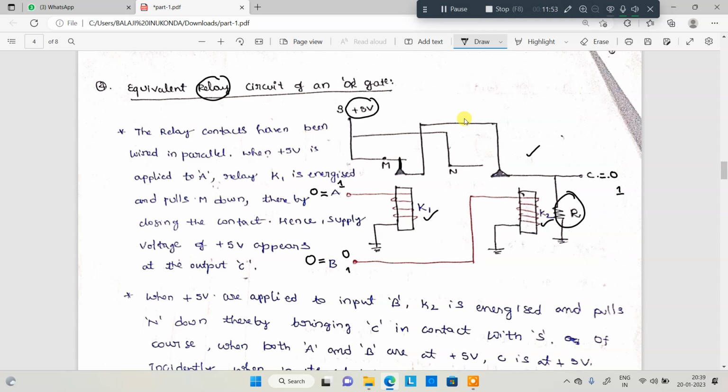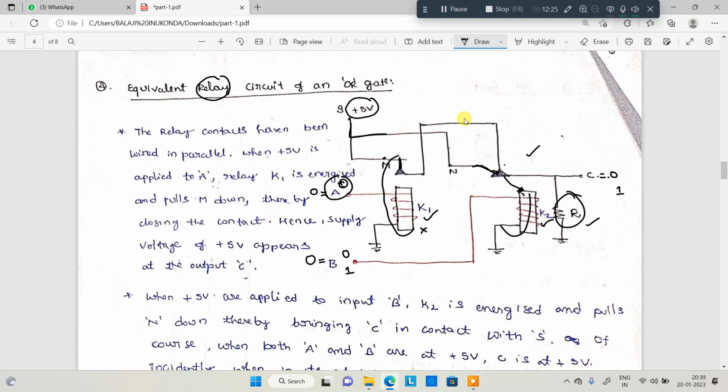Next, B is 1, A is 0. This relay is not activated, but B is 1, so this relay is activated. Whenever this relay is activated, it is attracted, and this 5 volt is again connected to this particular R. The voltage across C, the voltage across R, is 1. So whenever B is 1, the output is 1. Got my point? Whenever both relays are activated, this 5 volt appears across this R.